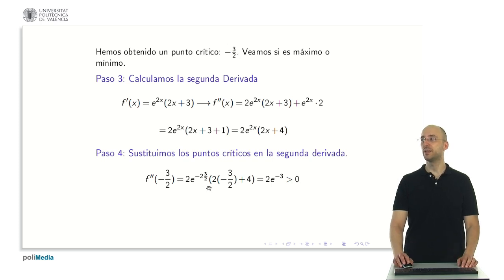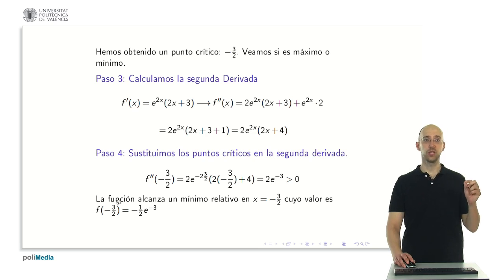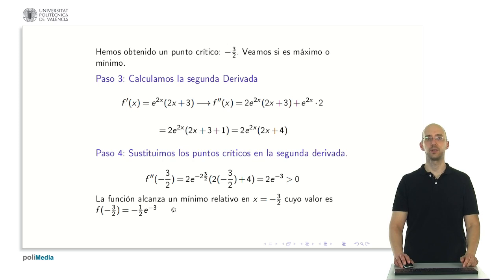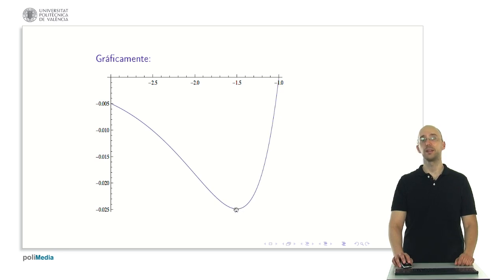What does this imply? It means that the function attains a relative minimum at x equals minus 3/2. And the value of that minimum is simply minus 1/2 times e raised to minus 3. How did we arrive at this value? We went back to the original function and replaced x with minus 3/2, yielding the result of minus 1/2 times e raised to the power of minus 3. Graphically, we can see that the relative minimum is reached at minus 1.5, which corresponds to our earlier result of minus 3/2. There are no other relative maxima or minima in the function.